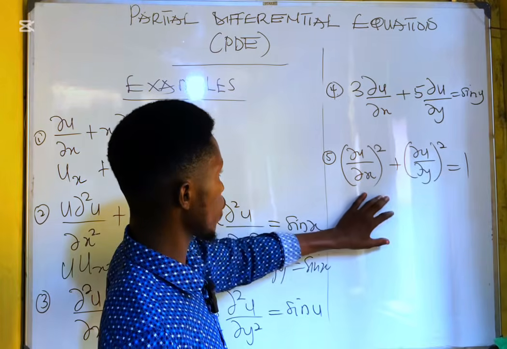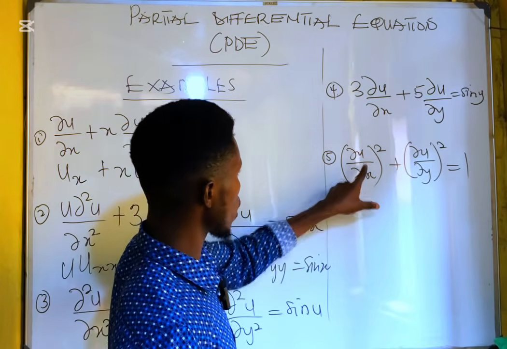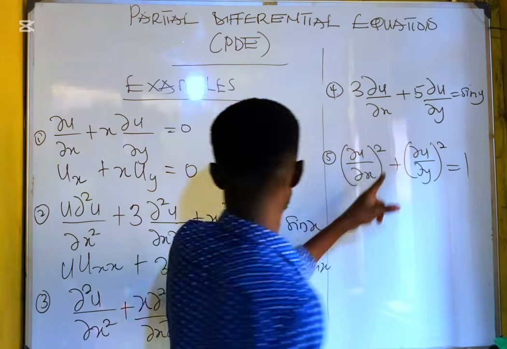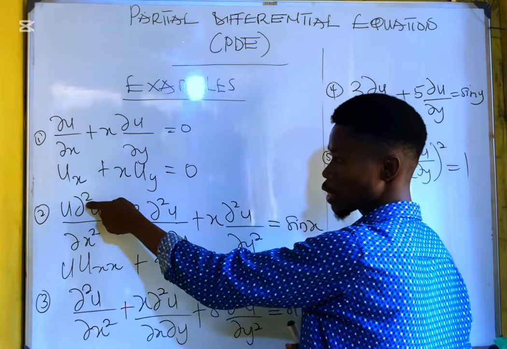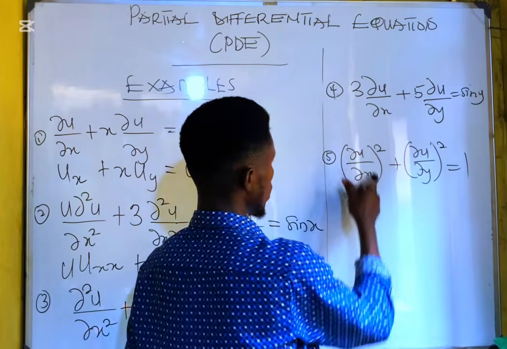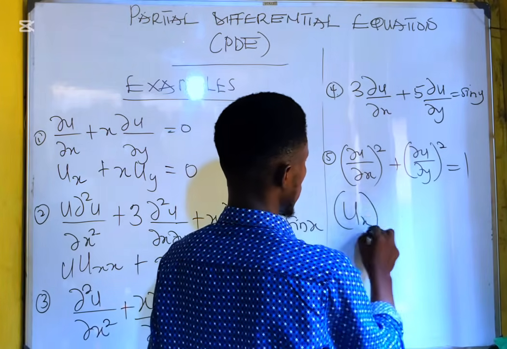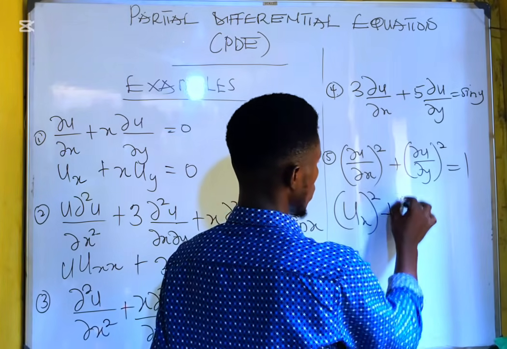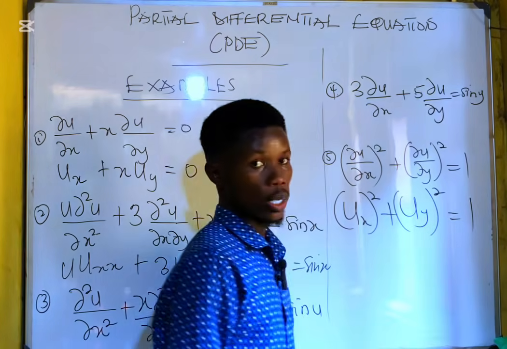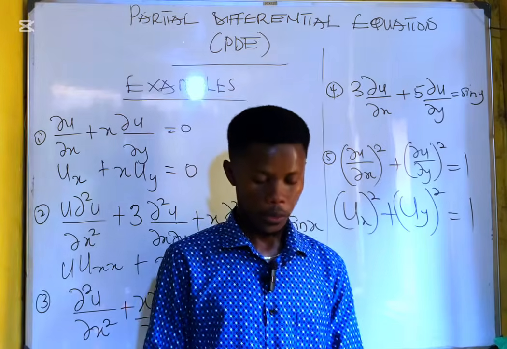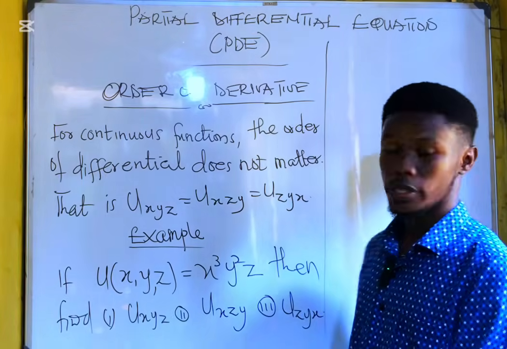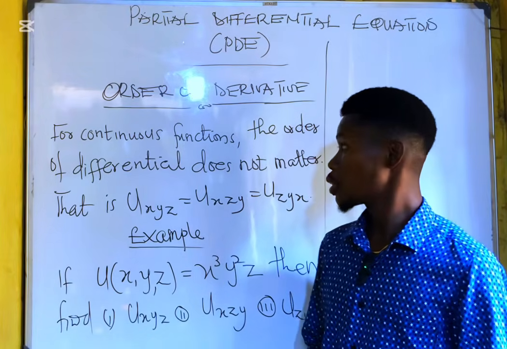Let's look at the number 5. Now you can see that this is delta u delta x all squared. This is a degree or power. This is not an order like this. This is the second order, but this one is not second order, it is power 2. So if I'm writing it, it becomes u subscript x squared like this, and this becomes u subscript y squared equals 1. So you should know the difference. Is that okay? Good. Okay, now let's look at order of derivative. The order of derivative.